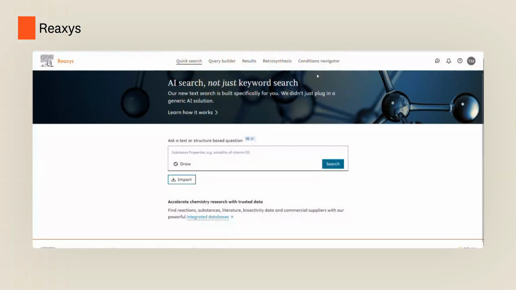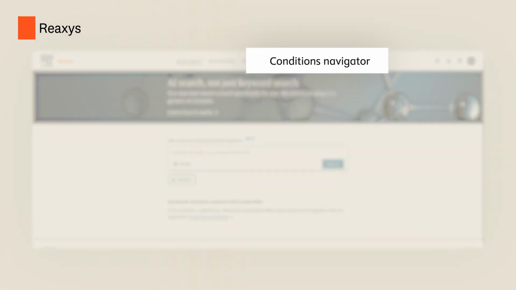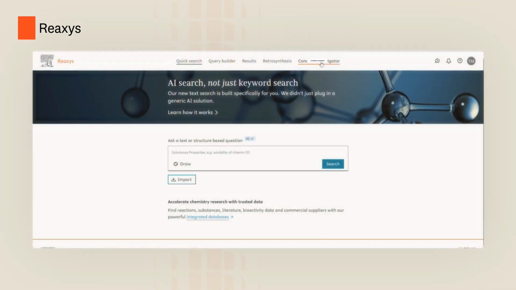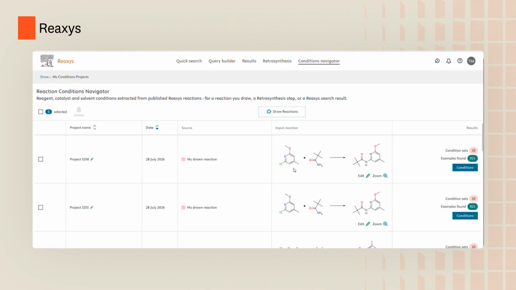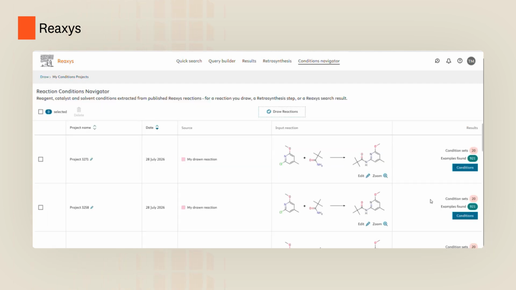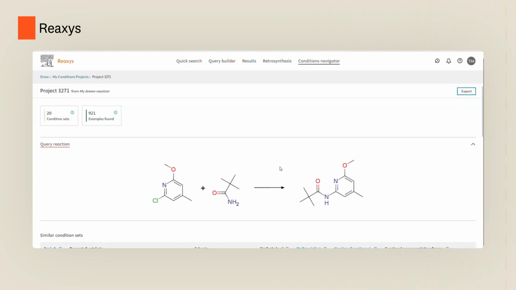First thing to notice, there is a new tab here in Reaxys called Condition Navigator. That's new, and it is where all this lives. Let's click on it. Here, we can start a new project by drawing a new reaction. And straight away, there it is. We click on Conditions and get to the result page.